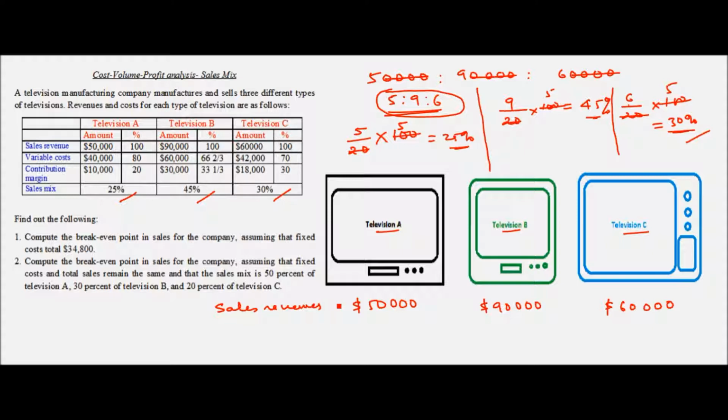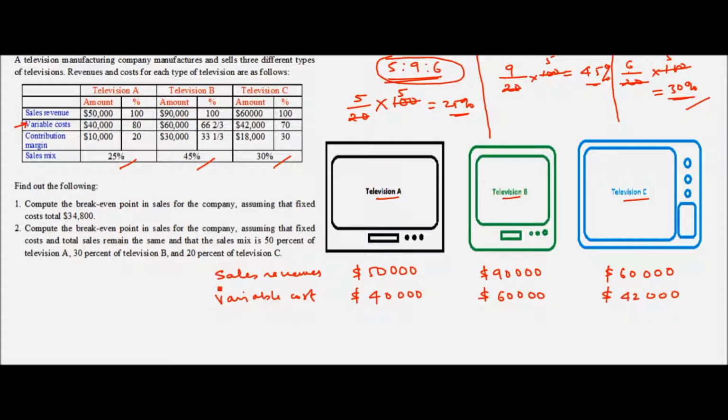Now, in order to manufacture these different types of televisions, the company needs raw material and labor. This cost of raw material and labor is known as the variable cost. And it is known as variable cost because it depends on the number of units that are being produced. So the variable cost has also been given to us for these three different types of televisions. For television A, the total variable cost is $40,000. For television B, the total variable cost is $60,000. And for television C, the total variable cost is $42,000.